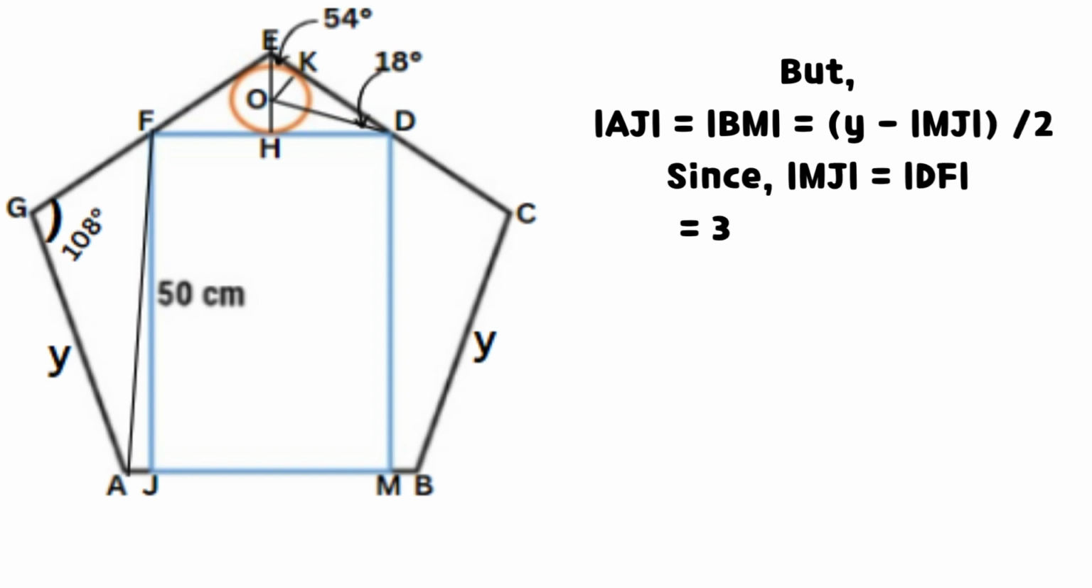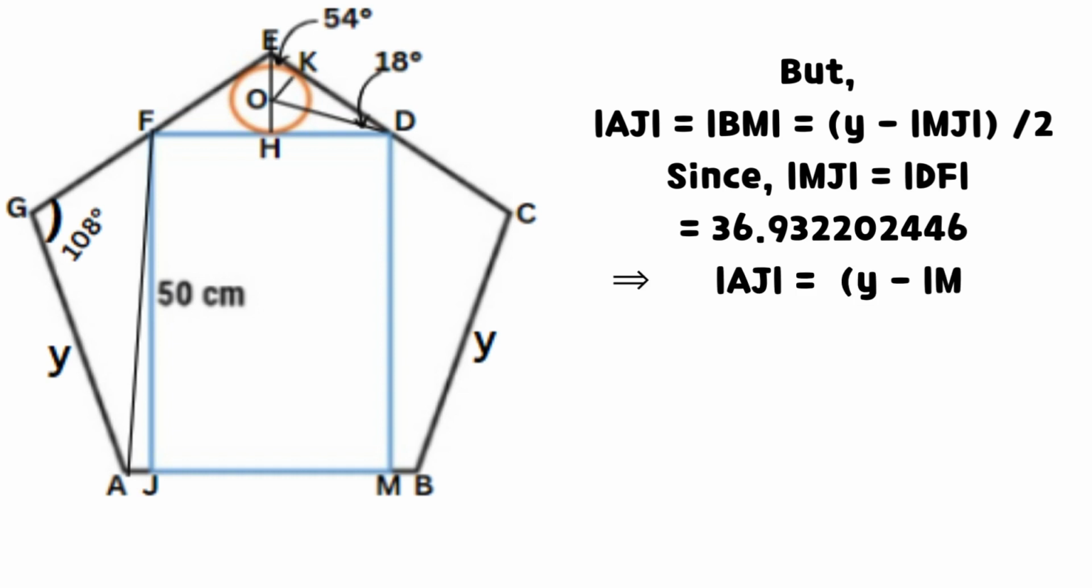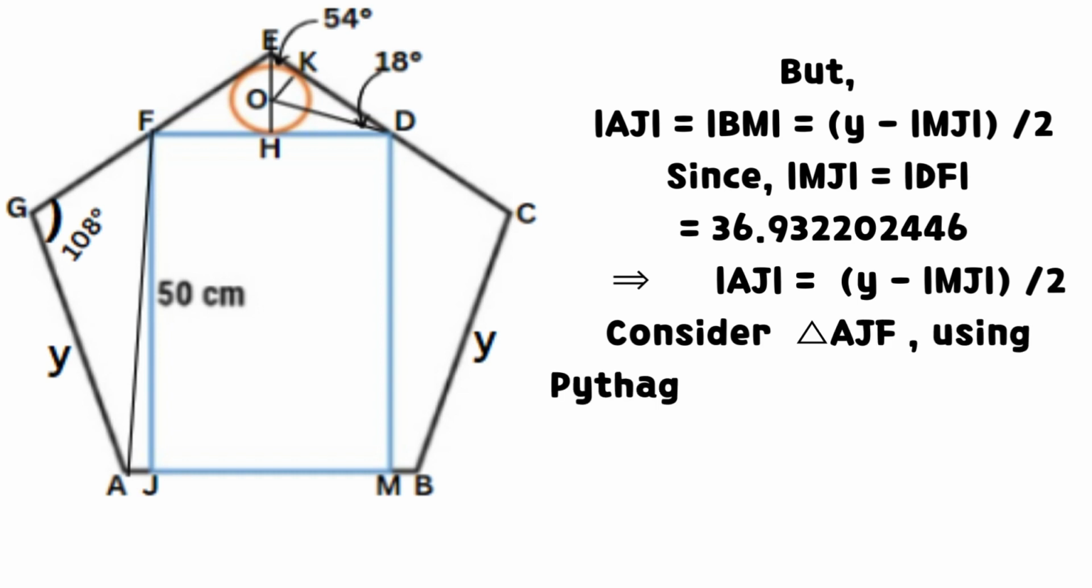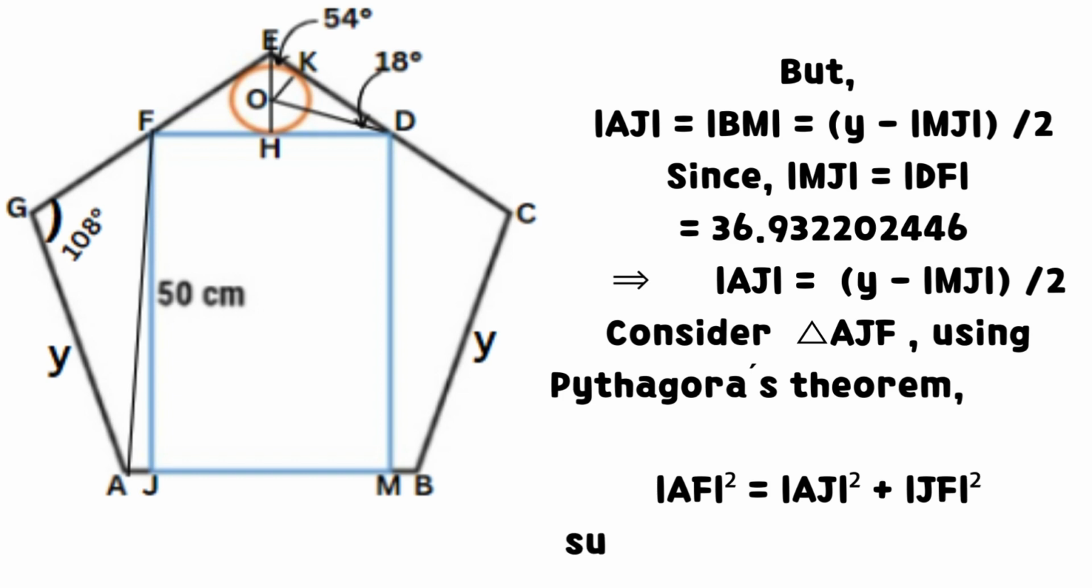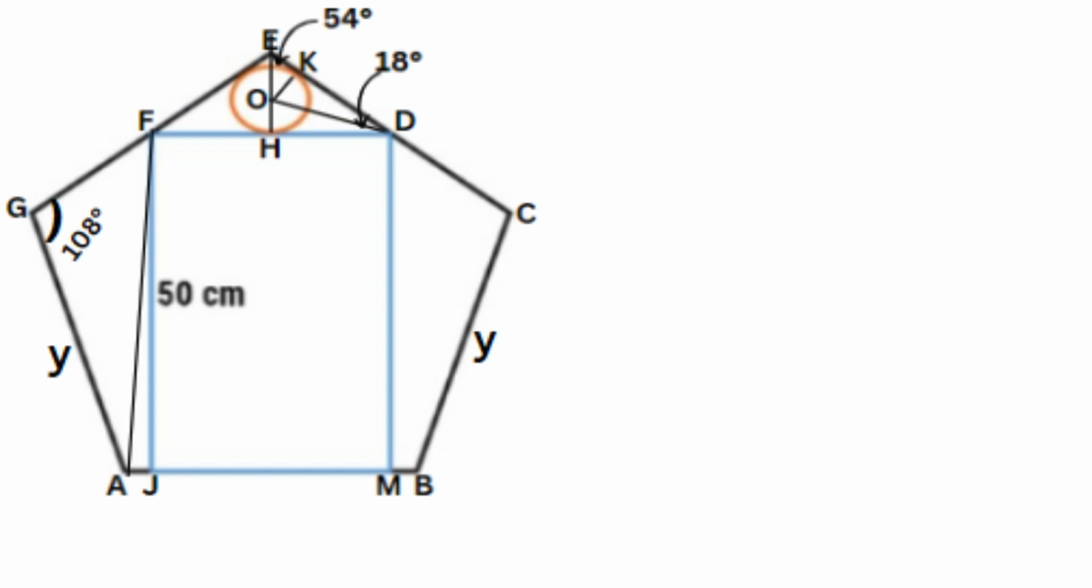But line AJ equals line BM, which equals y minus line MJ all divided by 2, for line MJ equals 36.932202446 centimeters. This implies that line AJ equals y minus line MJ all divided by 2. Consider triangle AJF using Pythagoras theorem. The square of AF equals the sum of the square of AJ and JF. Substitute values obtained.